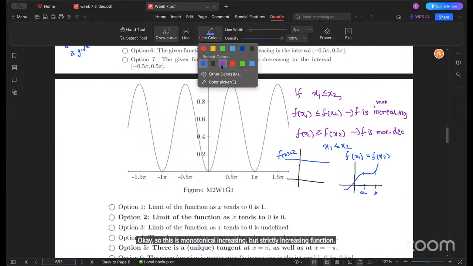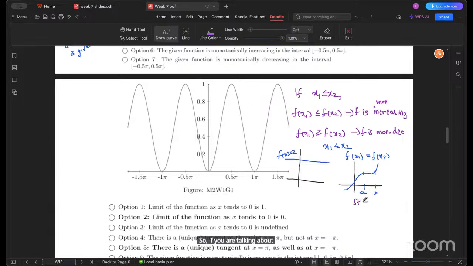So if you are talking about a strictly increasing function, then it's like a straight line with a positive slope. So the slope is never 0. It's always having a positive slope. Ma'am, is the graph of root x strictly increasing? Root x. The graph of root x, ma'am.